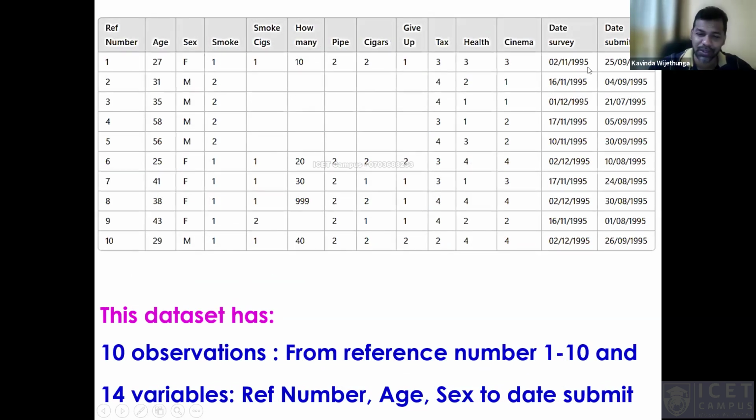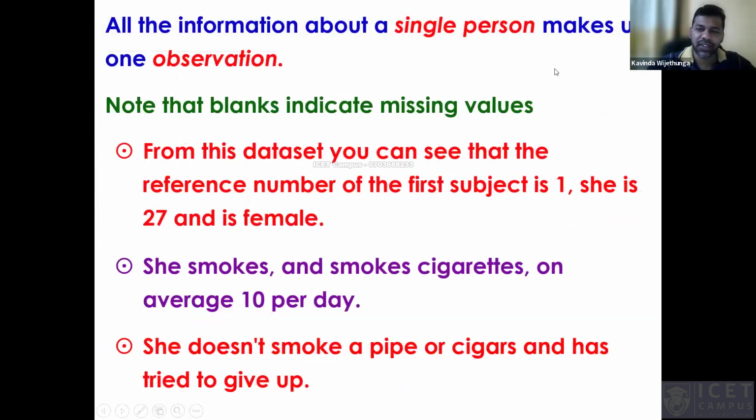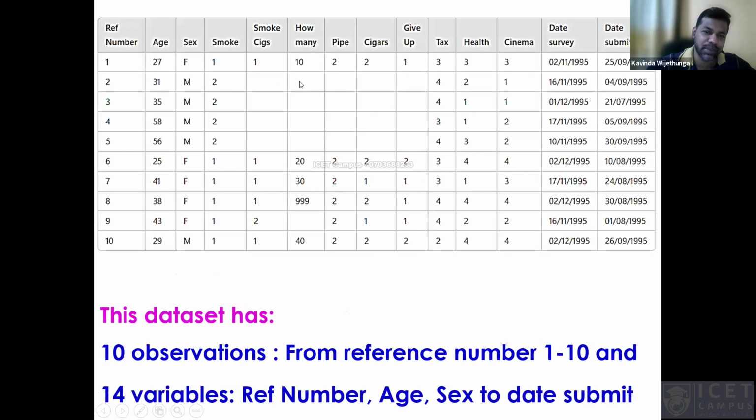We have to define these variables before entering them into an SPSS worksheet. We'll see how we can enter these into the SPSS worksheet. All the information about a single person makes up one observation. Note that a blank indicates a missing value. Blanks here mean missing values, because the participants did not answer that question. Therefore those are missing.